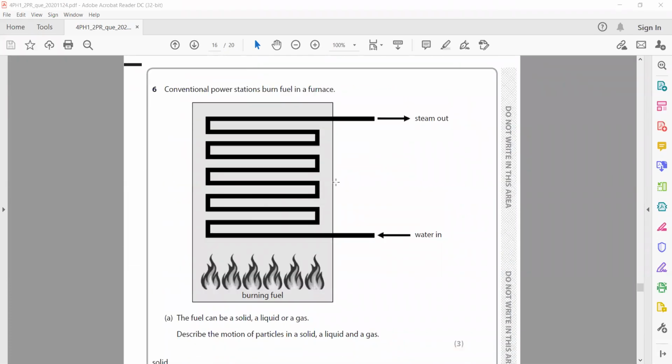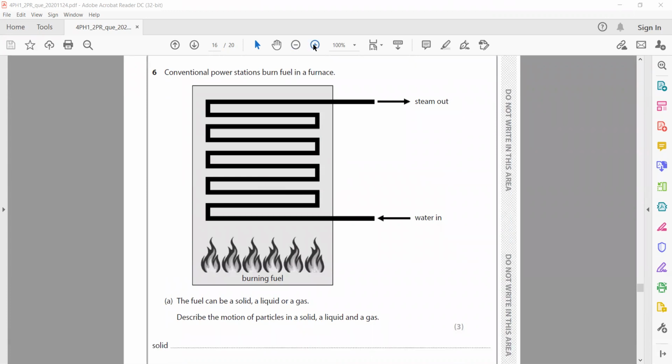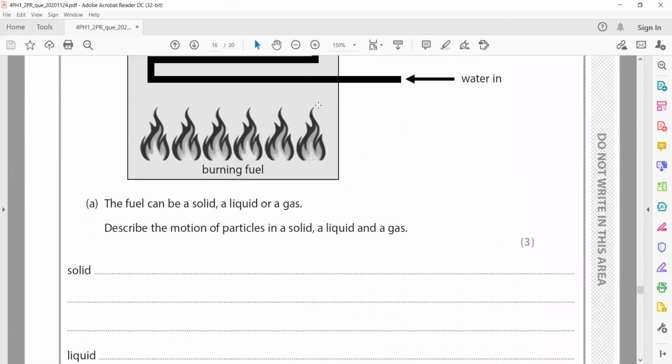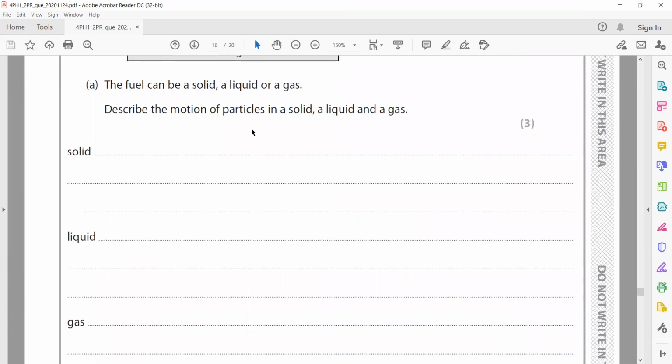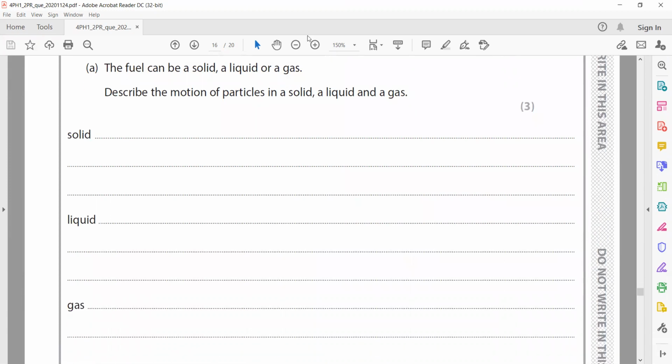Conventional power stations burn fuel in a furnace. Fuel can be a solid, liquid, or a gas. So we may have a fuel in a solid state, a liquid state, or a gaseous state. So we have to describe the motion of the particles in solid, liquid, and gas.